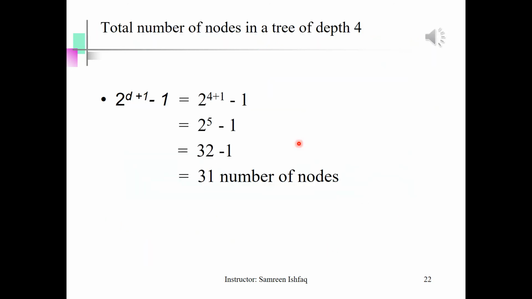Let's solve an example. If we know the depth of a complete binary tree, then we can find out the total number of nodes in that tree. If the depth of a tree is 4, then it will be calculated as 2 power 4 plus 1 minus 1, that is equivalent to 2 power 5 minus 1. 2 power 5 is equivalent to 32. 32 minus 1 is equal to 31. So there are a total of 31 nodes in a complete binary tree of depth 4.